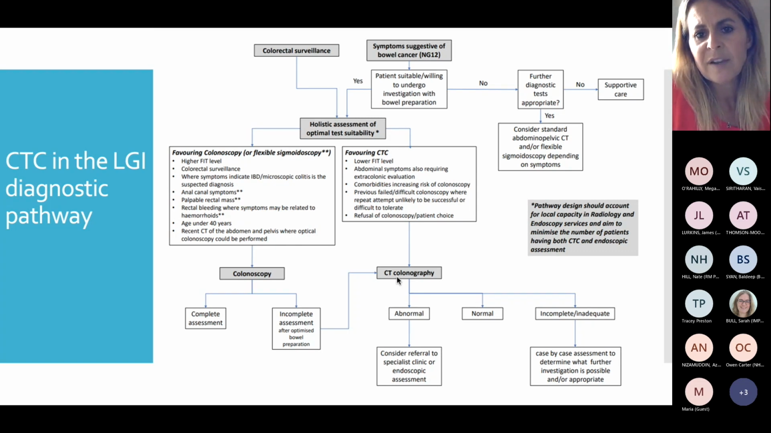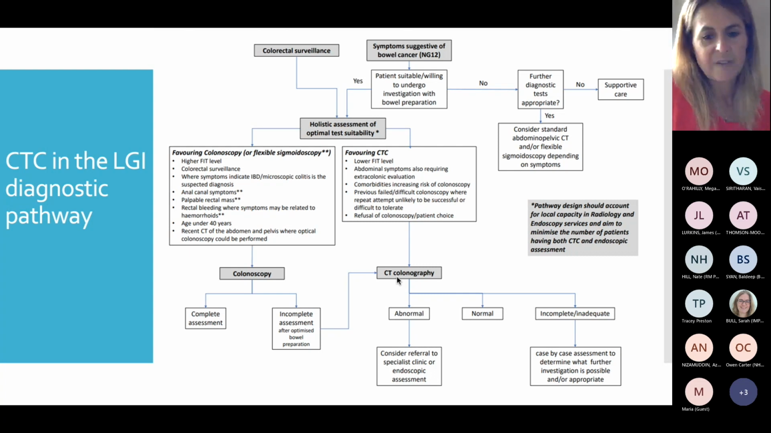So favouring CTC would be patients that are FIT positive but with a slightly lower FIT level, so less likely to have a significant polyp or cancer, because one of the main principles is avoiding duplication of tests. So you don't really want to be doing both.